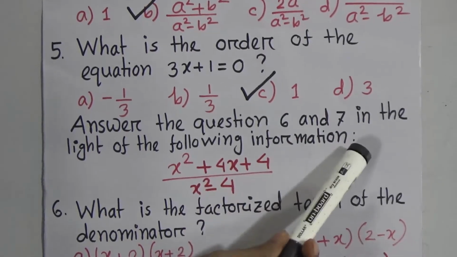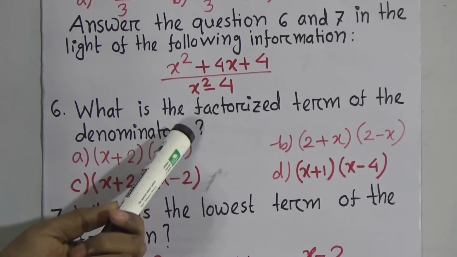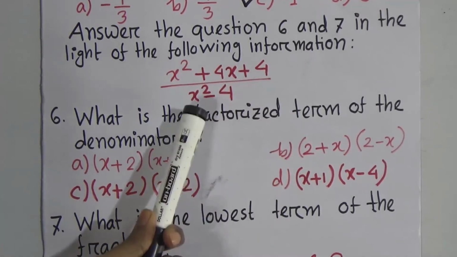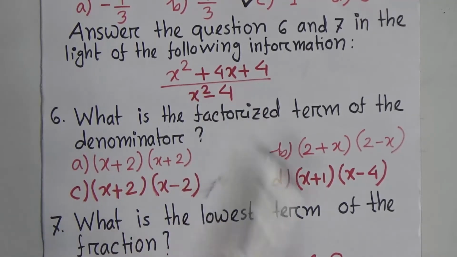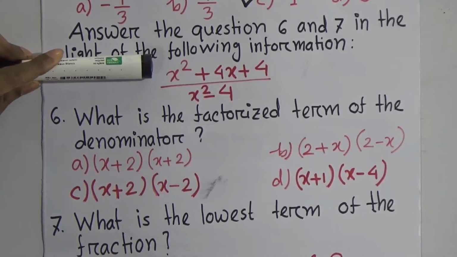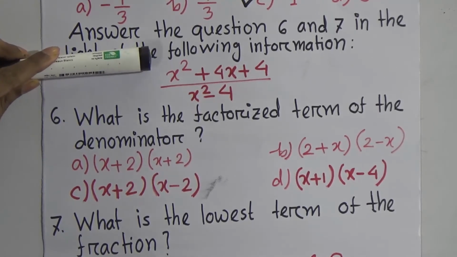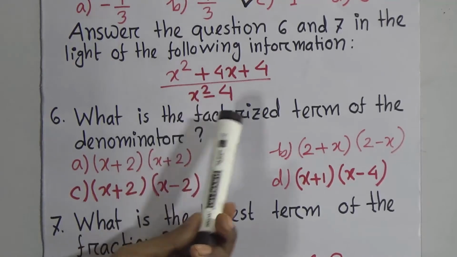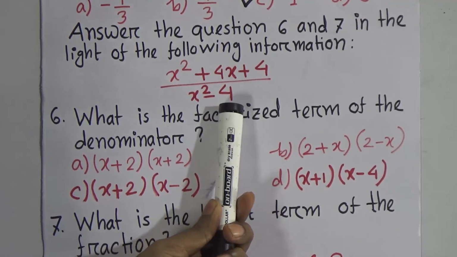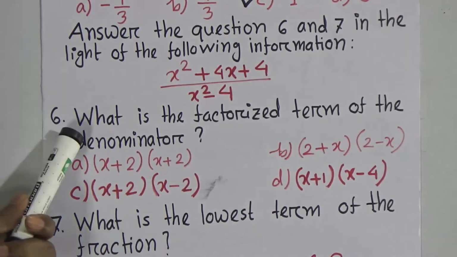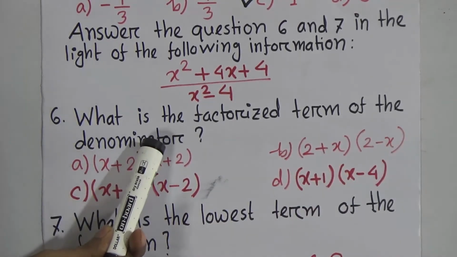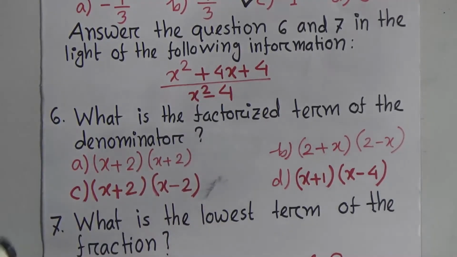Now answer questions 6 and 7 in the light of the following information. You see the information: x square plus 4x plus 4 by x square minus 4. Here x square plus 4x plus 4 is called the numerator, and x square minus 4 is called the denominator. You see question number 6: what is the factorized form of the denominator?